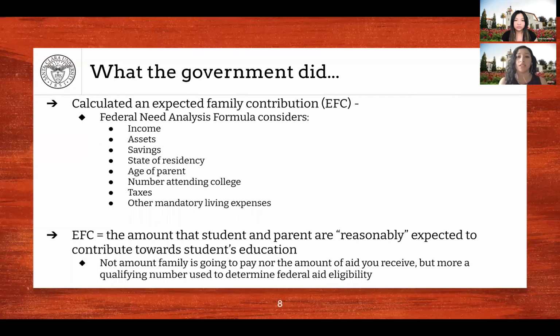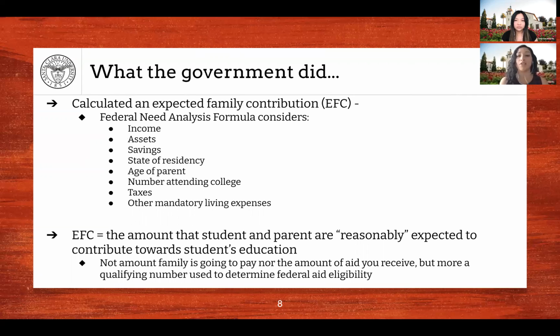So the EFC is comprised of different kinds of aspects. It has the income, the assets, the savings, state of residency, age of parent, number of taxes, the number of students attending college, the taxes, and other mandatory living expenses. All these aspects are basically what make up the EFC.